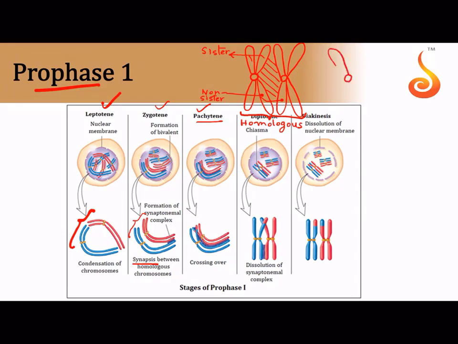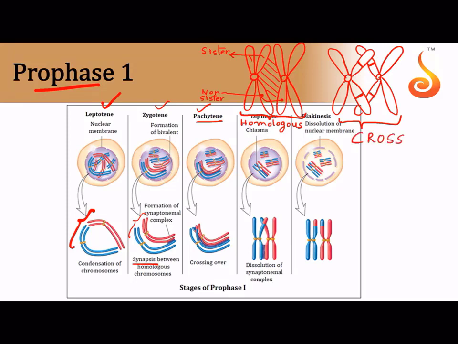Now in pachytene, notice here carefully, there is overlapping between the non-sister chromatids of the homologous pair. Where overlapping takes place, a cut is formed in the respective non-sister chromatids, and they get mutually exchanged. This is referred to as crossing over. This happens during pachytene.